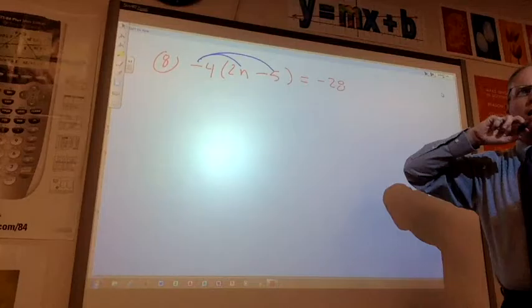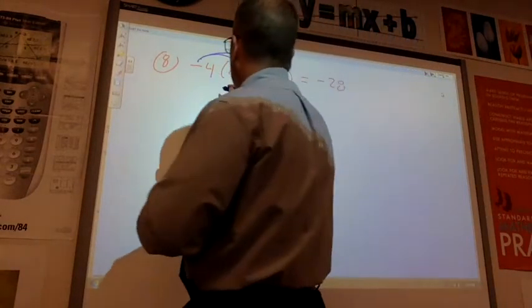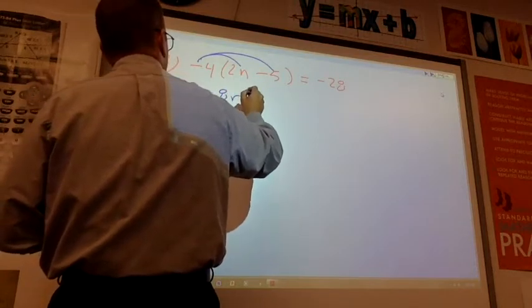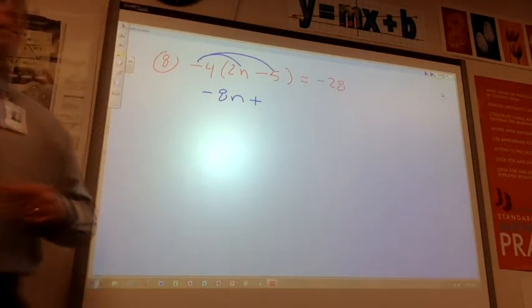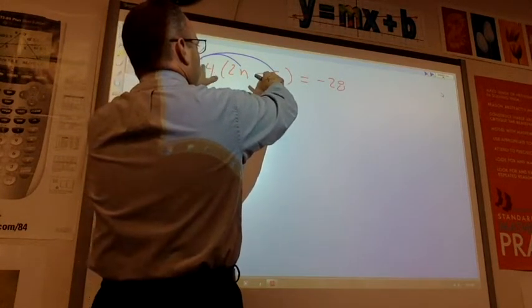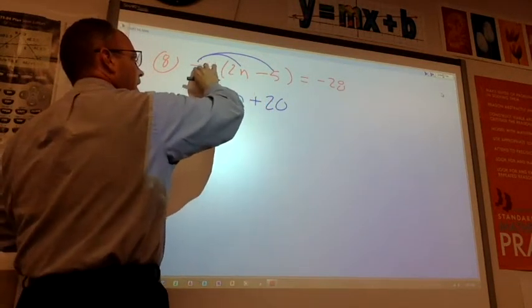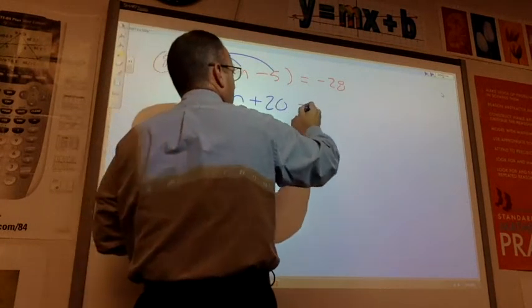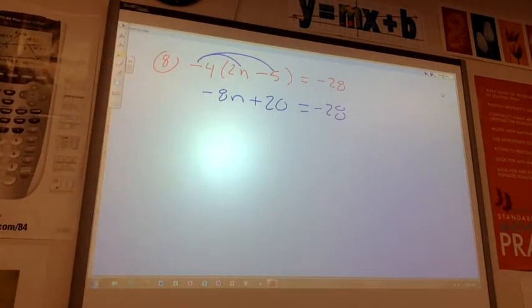No. Why not? It's not in the parentheses, not grouped together. So negative 4 times 2n is negative 8n plus negative 4 times negative 5, positive 20. Awesome. Right here is where a huge error takes place. Realize that this sign will be the opposite of that. Okay, it changes it. Then I have this. At that point, it becomes something we've seen over and over again. Do you agree?